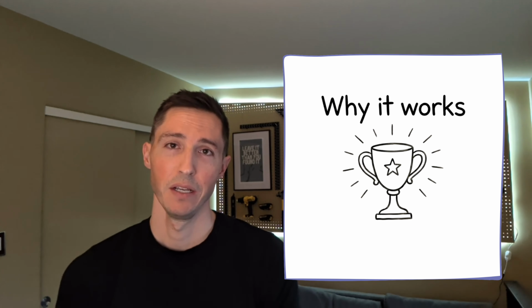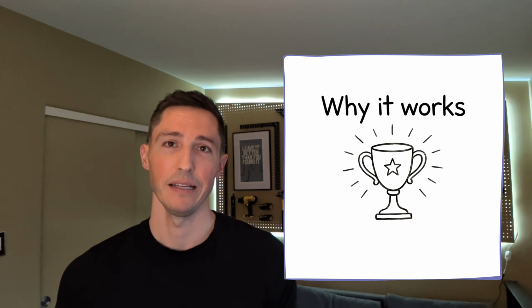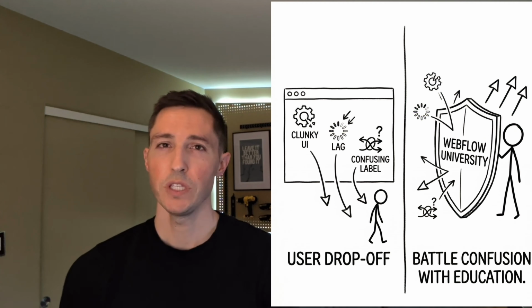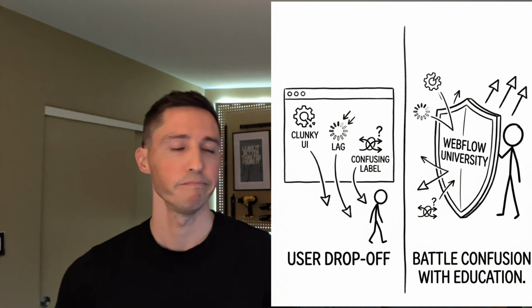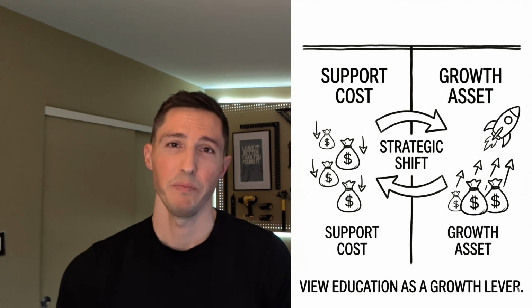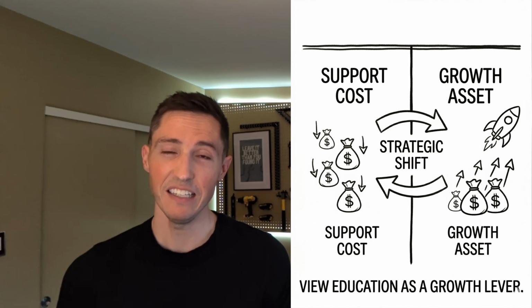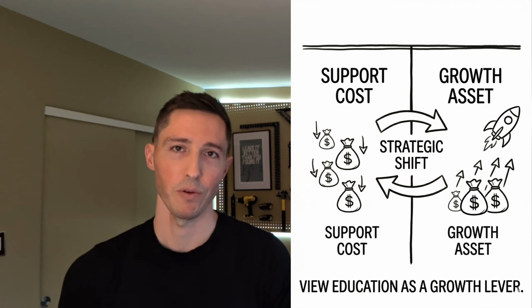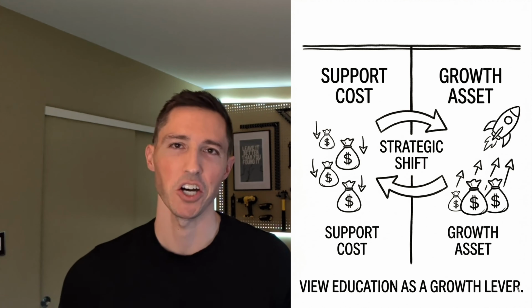So why it works. Comprehension problems need education. Friction problems, those need simplification. If you confuse the two, you'll spend months redesigning button colors and layouts that weren't the problem in the first place. So how you do it. Look at your last 5 customers who dropped off. Did they get stuck because the experience was clunky? That's friction. Or was it because they didn't understand the why behind what you're offering? That's comprehension. Treat education as a strategic growth asset, not some CS cost.